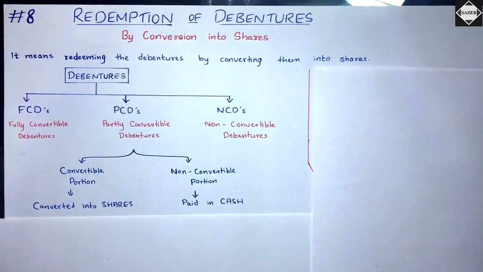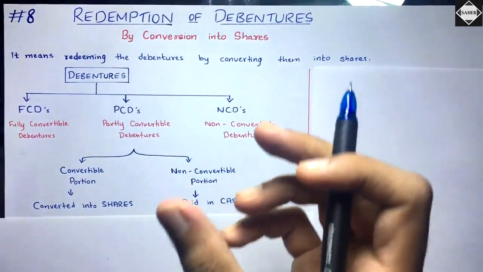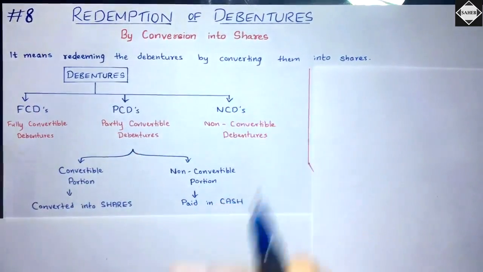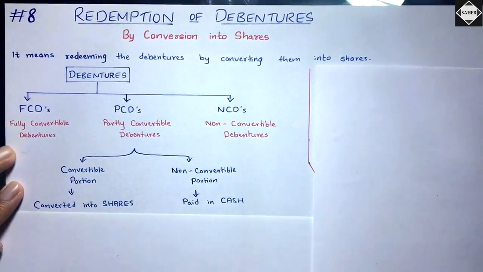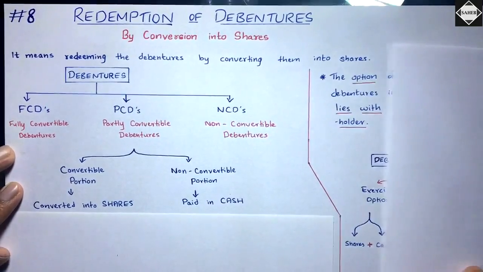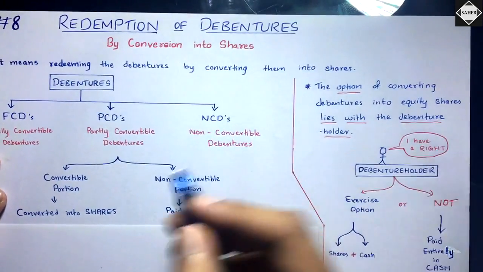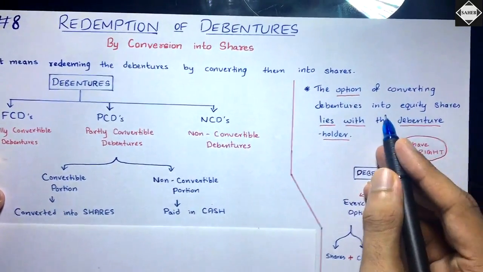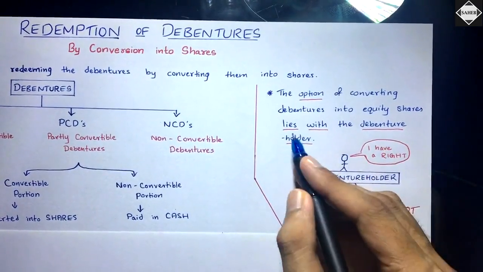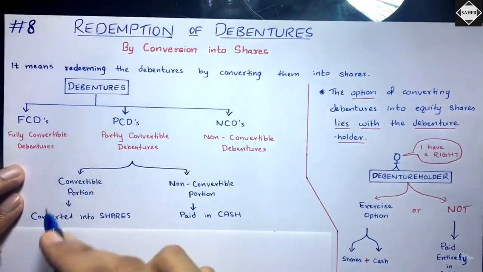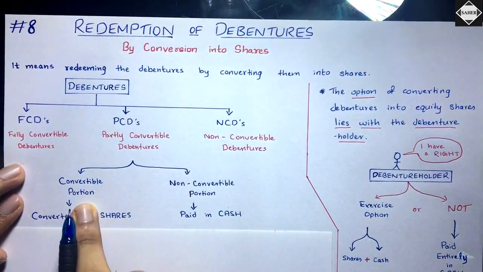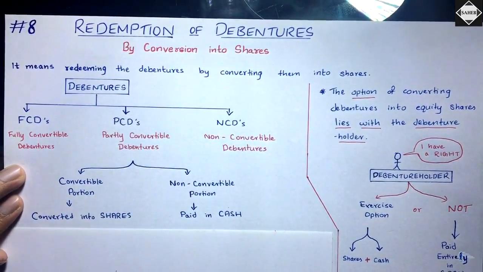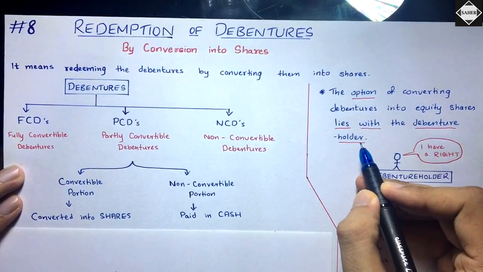So the question will tell you 1000 debentures are there, and these debentures are 40% convertible and 60% non-convertible. Then you also have to understand that the option of converting debentures into equity shares lies with the debenture holder. This convertible portion is there, but the company cannot take the decision whether they will convert or not. No, the debenture holders will take the decision.